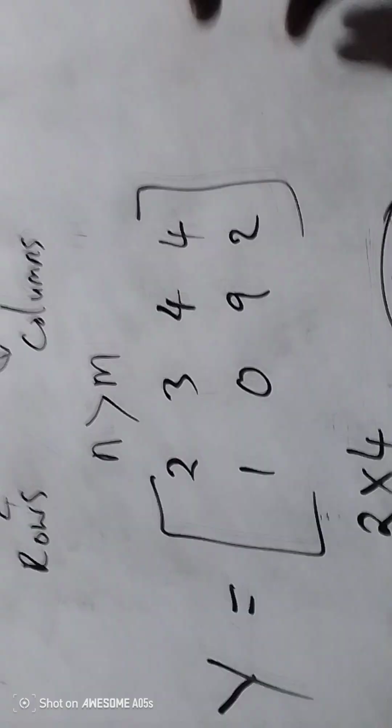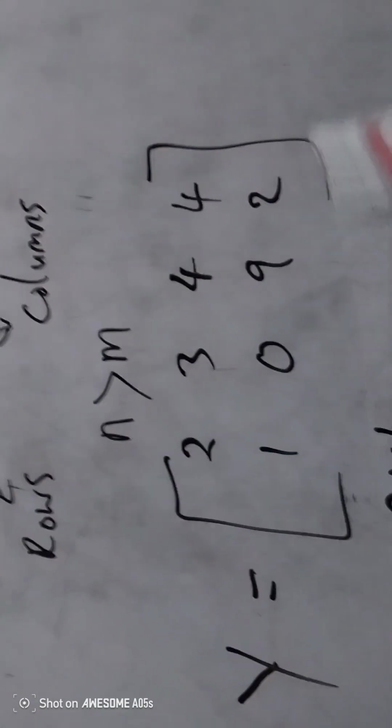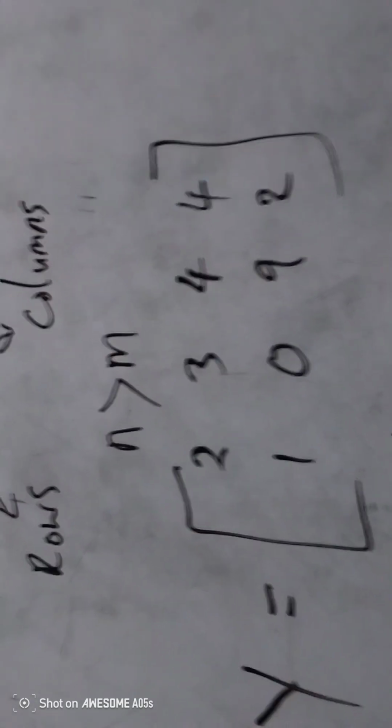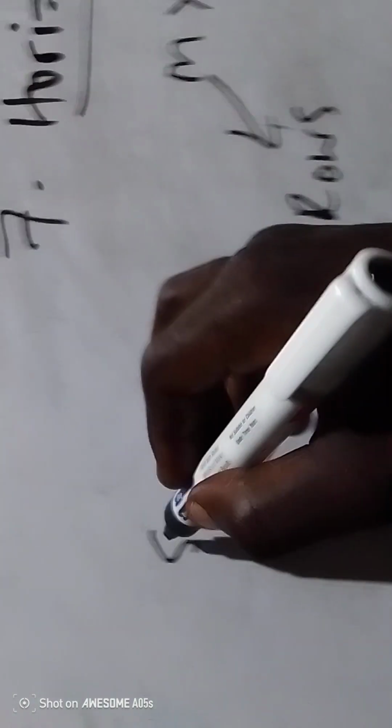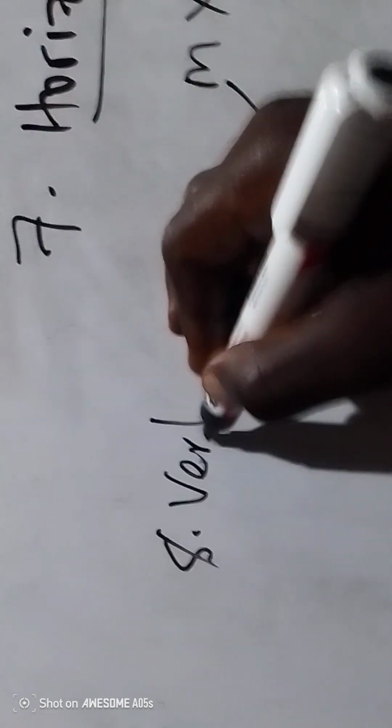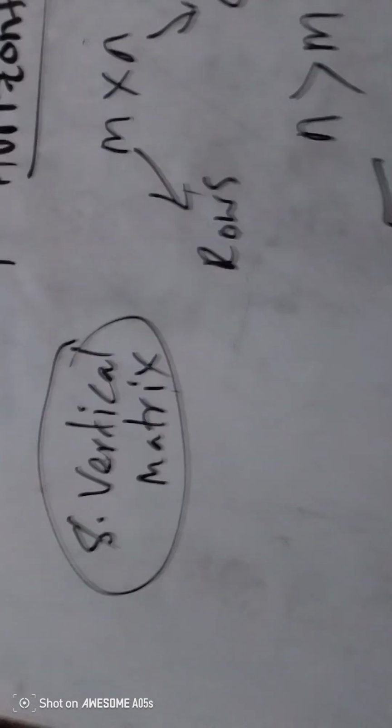In short, it is elongated in the x-axis. So that's why we're calling it horizontal. Then this brings us to the next matrix, which we're calling a vertical matrix. Number 8, vertical matrix. A vertical matrix is the opposite of a horizontal matrix. In the vertical matrix, the number of rows is going to be more than the number of columns.